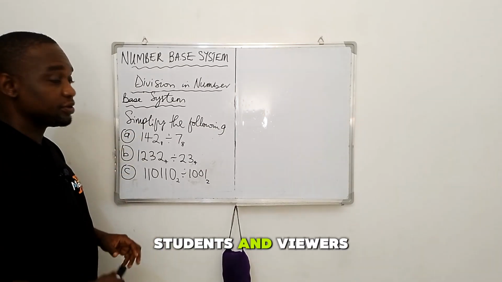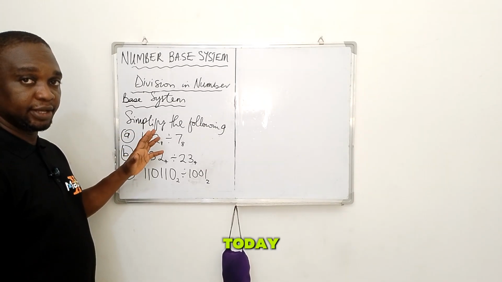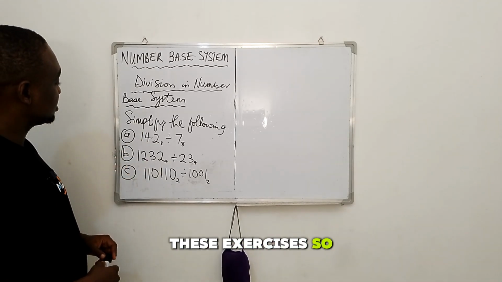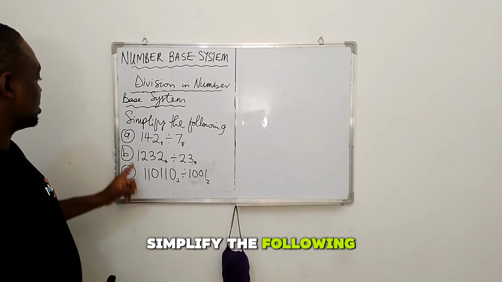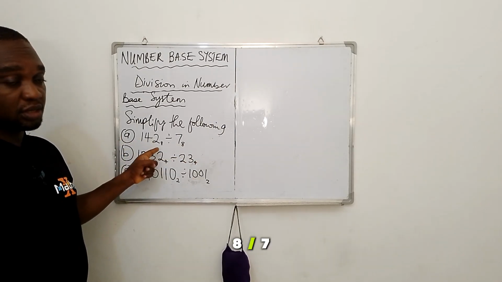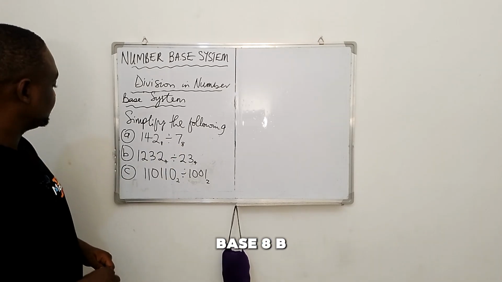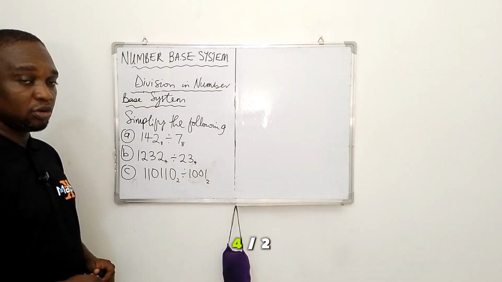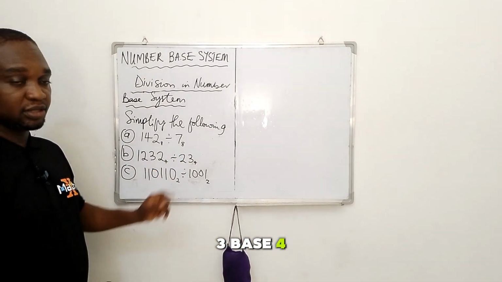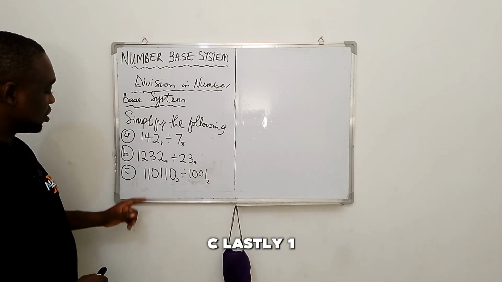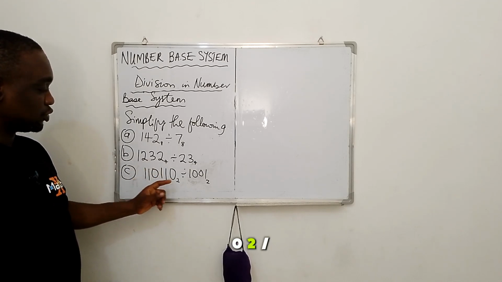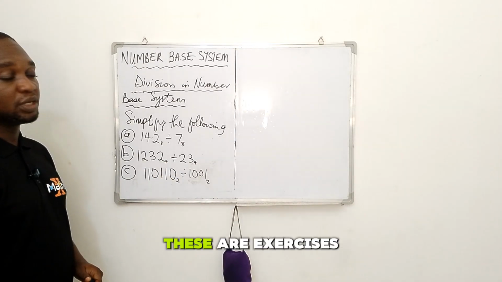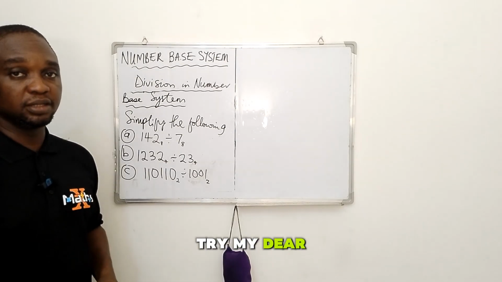So, my dear students and viewers, for our exercises today, we have these exercises. It says here, simplify the following. A, 142 base 8 divided by 7 base 8. B, 1232 base 4 divided by 23 base 4. C, lastly, 110102 divided by 1001 base 2, all in base 2. These are exercises we are going to try, my dear students and viewers.